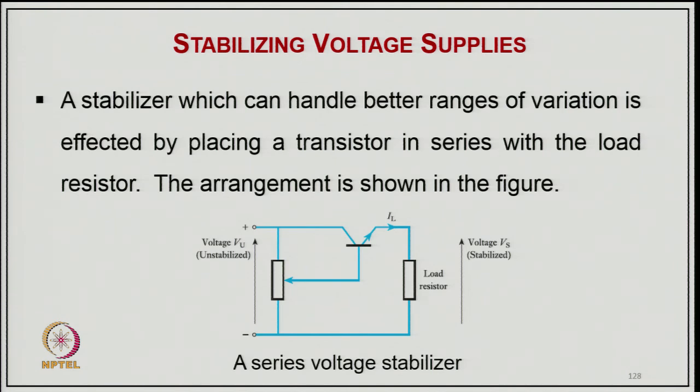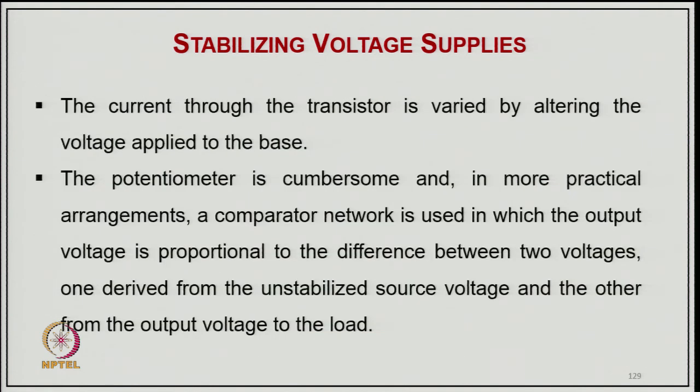Most of the regulated power supplies you might have seen in the laboratory work this way. So, that is the basic concept I wanted to discuss: the transistor used as a stabilizer in a stabilizing circuit. So, we use a transistor-based stabilizing voltage supply for high power, because a Zener cannot work for that much power.